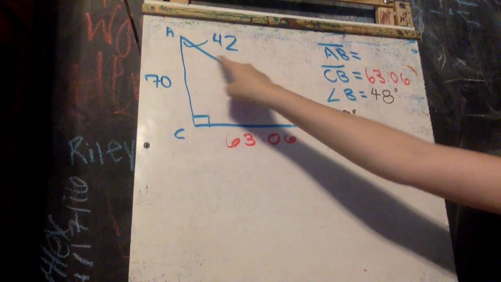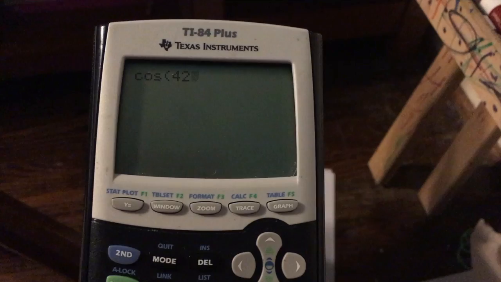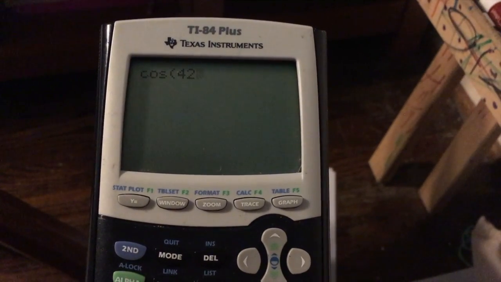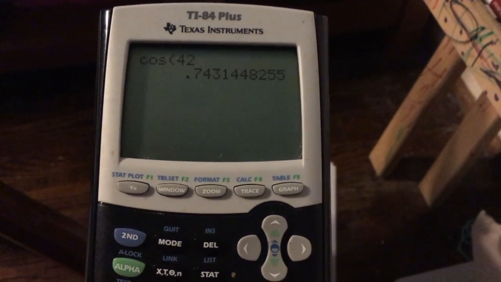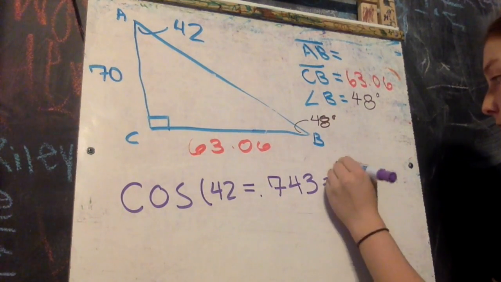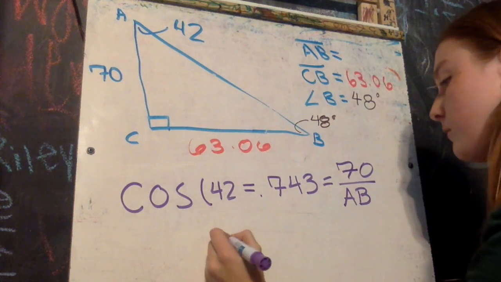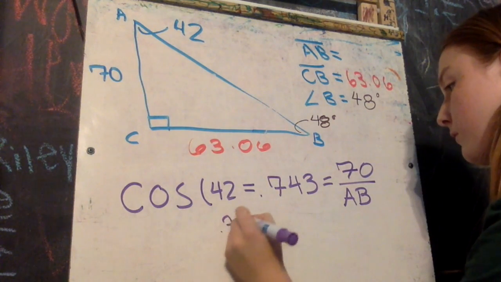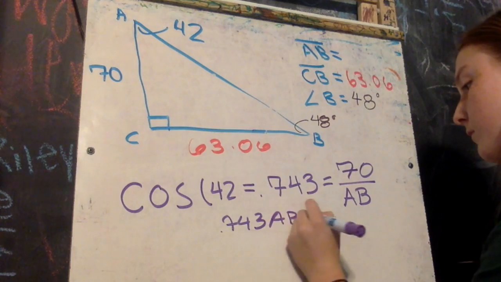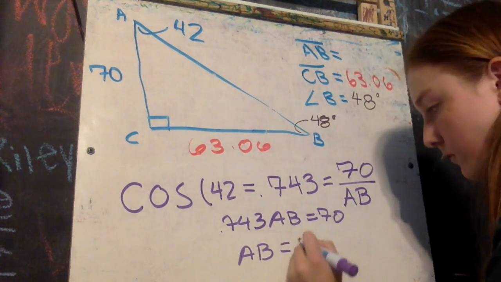Finally, we can use cosine to find the measure of AB. If we put cosine of 42 in our calculator, we find that it is 0.743. Now that we know this, our ratio will become 0.743 equals 70 over AB. And after cross multiplying, 0.743 AB equals 70. So AB equals around 94.